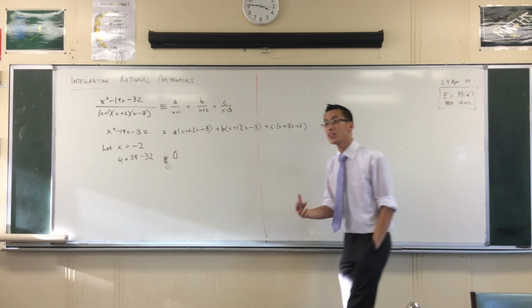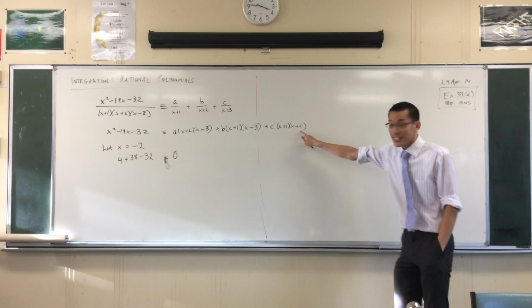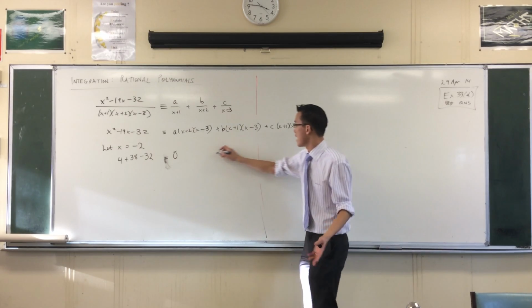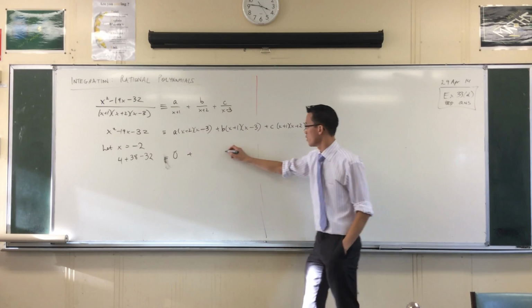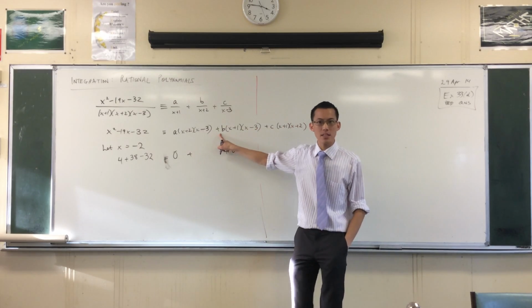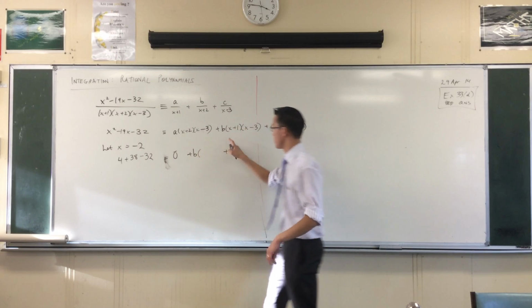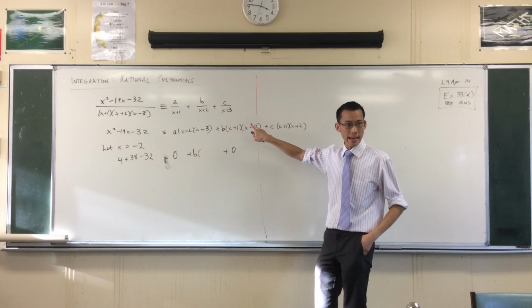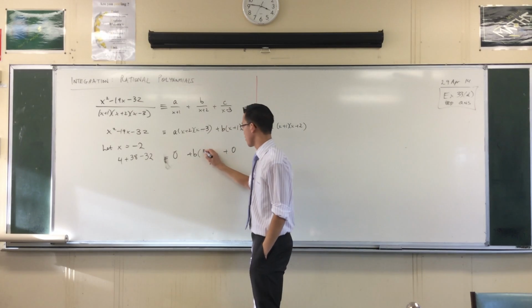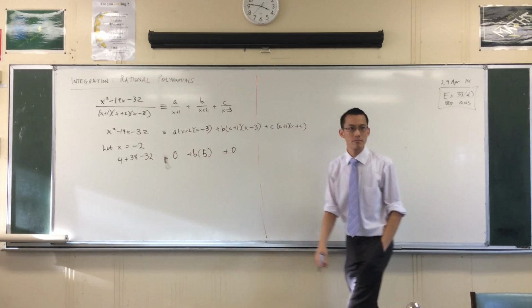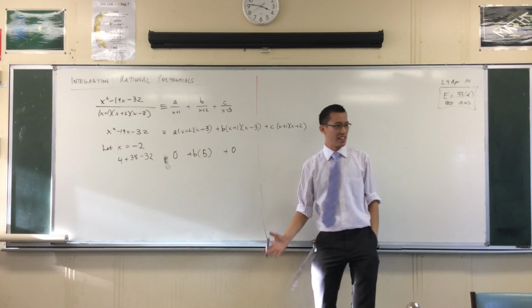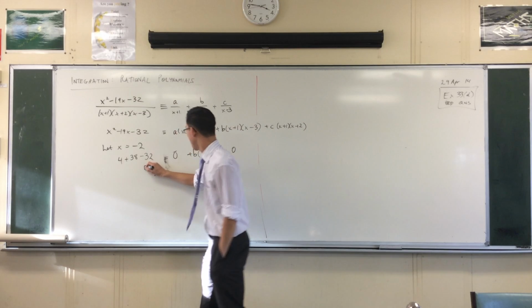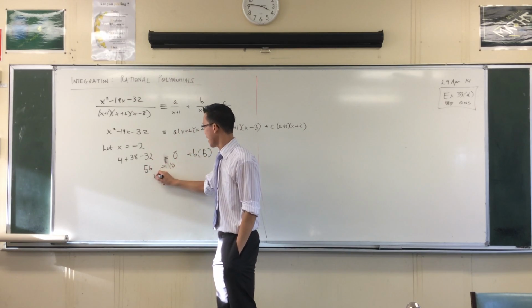Right? But that's not the only thing that disappears, right? This guy disappears too because it has an x plus 2 as well, right? So that's going to be a 0. All you're left with is this middle guy. It's B times, now it's -2, right? So this will become -1, this will become -5, so you just get 5, right? What's that on the left-hand side? 4 plus 38 is 42, minus 32 is 10, 5B equals 10.